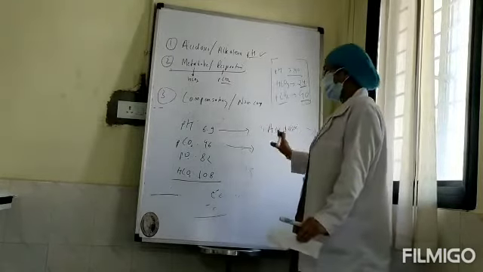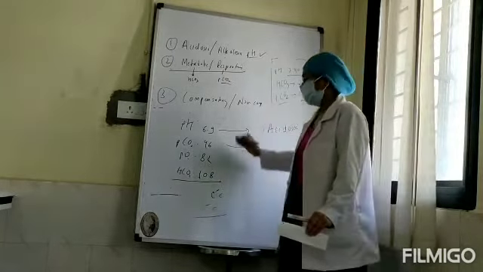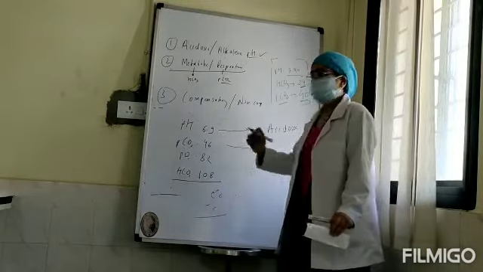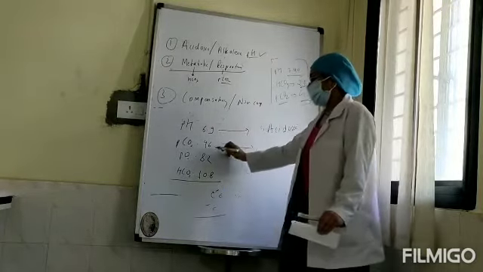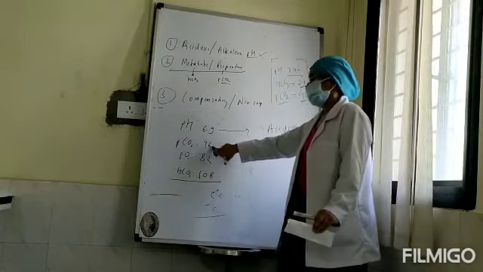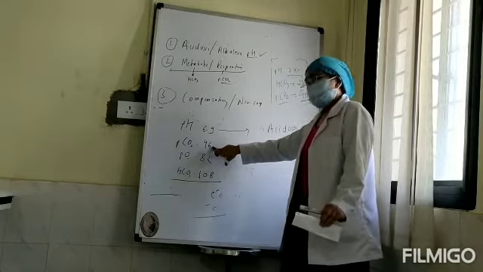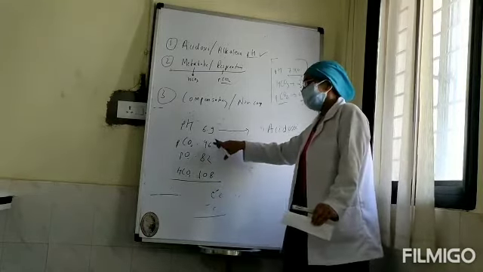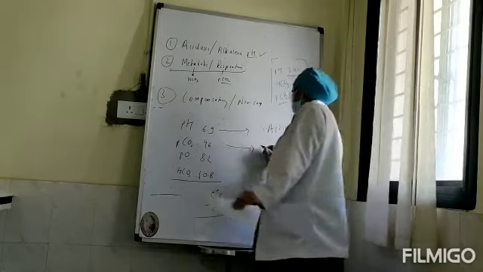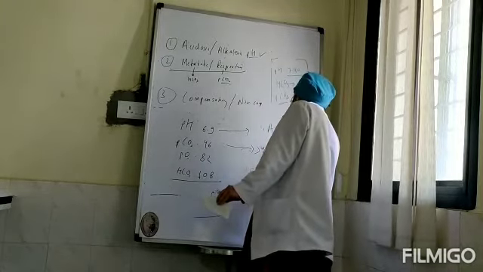And don't jump into telling what it is. First tell what the problem in this ABGA is. Which thing is abnormal? Is this normal or abnormal? Very good, this is abnormal. What type of abnormality is it? High. So tell that the CO2 is more than 40. So this is respiratory acidosis.